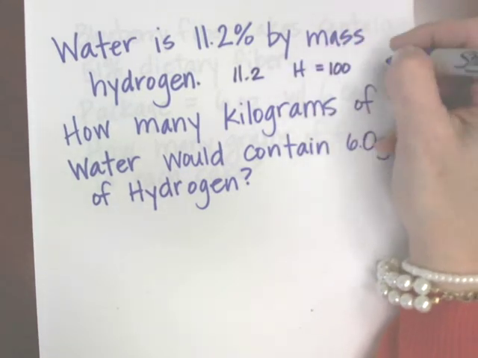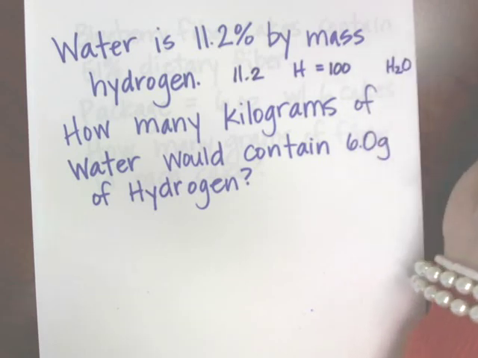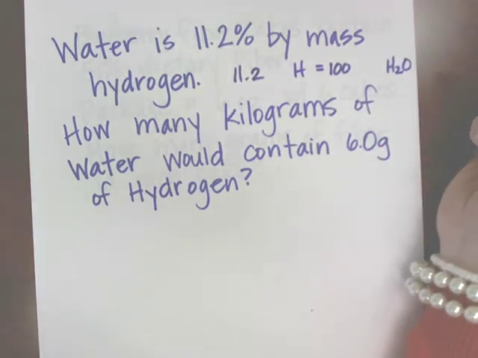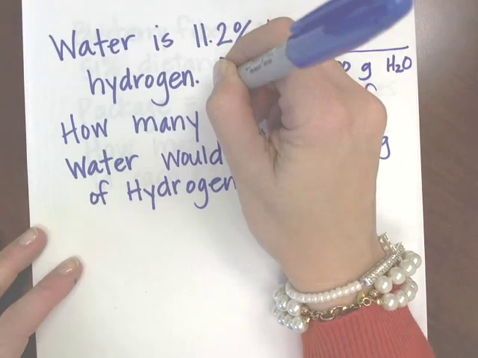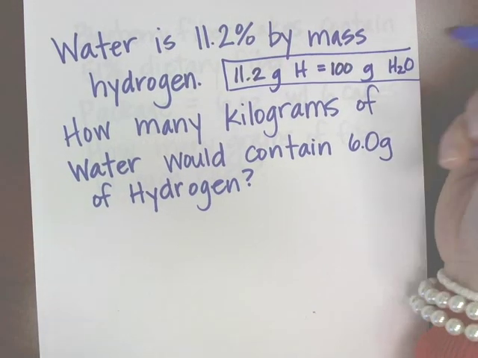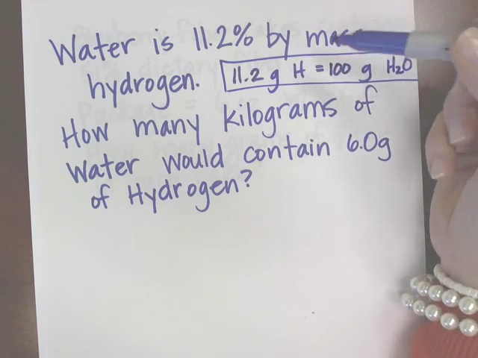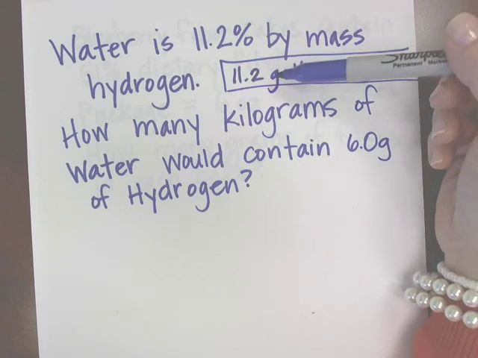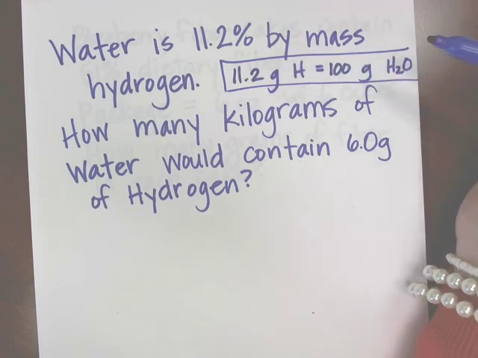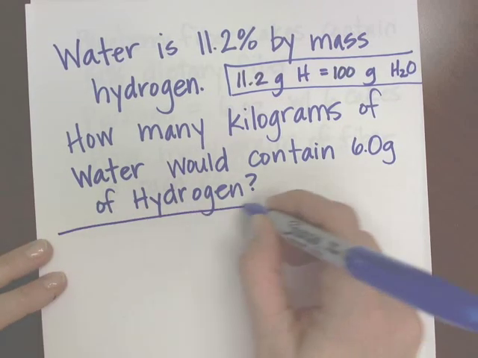Hydrogen is the part, water is the whole thing, and again I get to choose whether I want to use grams or kilograms. I'm just going to arbitrarily decide to use grams. All three of these pieces are important because this problem asks about kilograms of water and grams of hydrogen. So I need to keep track of what's hydrogen and what's water. That's why this one's a little tricky.